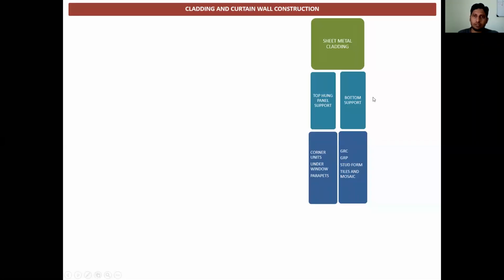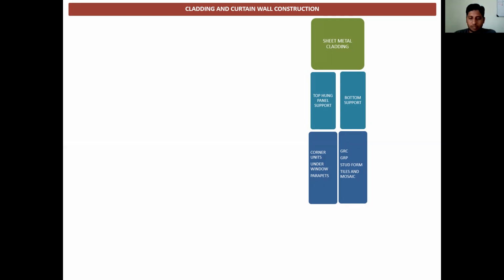So now sheet metal cladding, a next and very popular, very important topic. So we try to divide for understanding top hung panel support, bottom support. Then again there are the subtypes, that is how corner units, how under window system, how parapet level system with the different material, that is GRC, glass reinforced concrete system, reinforced panel system, stud form, tiles, and the mosaic system in modular fashion.